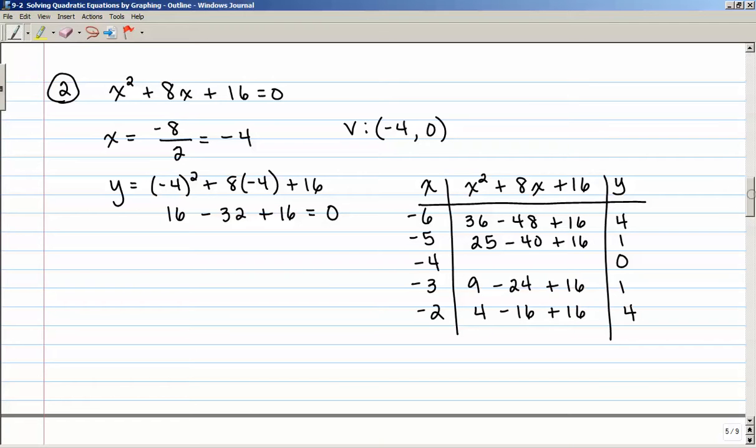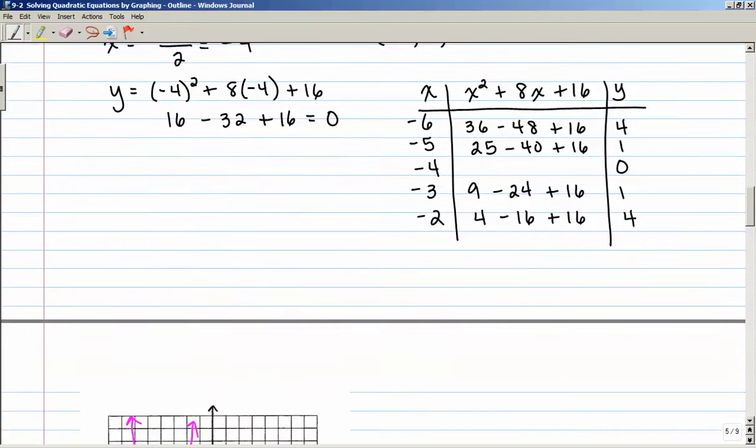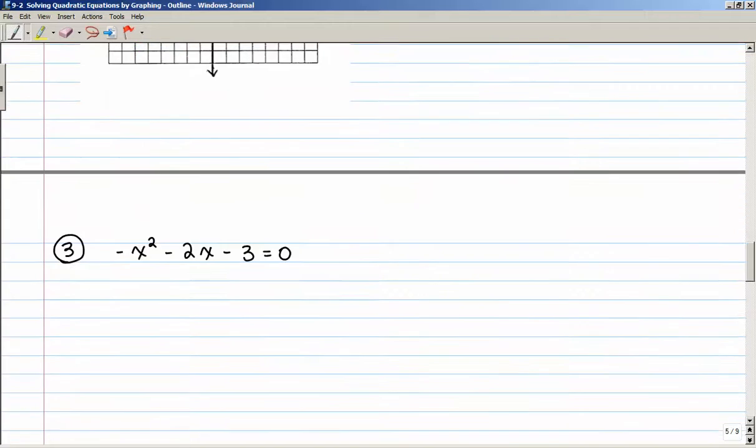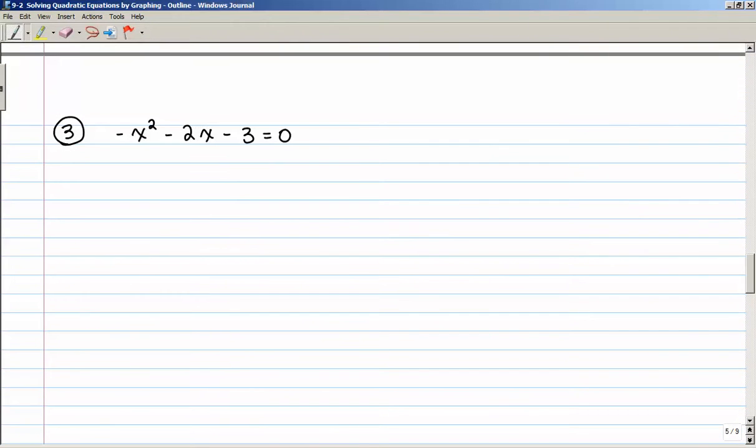So a quadratic equation can have two solutions, or it can have one solution. Let's take a look at another example here. Negative x squared minus 2x minus 3 equals 0. Let's find the x of our vertex. That's negative b over 2 times a, or 2 over negative 2, or negative 1. So my vertex has an x-coordinate of negative 1.